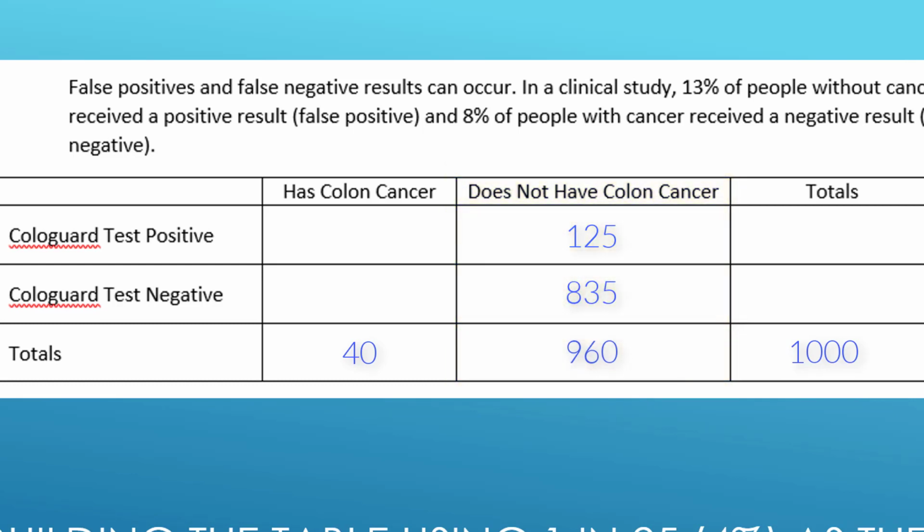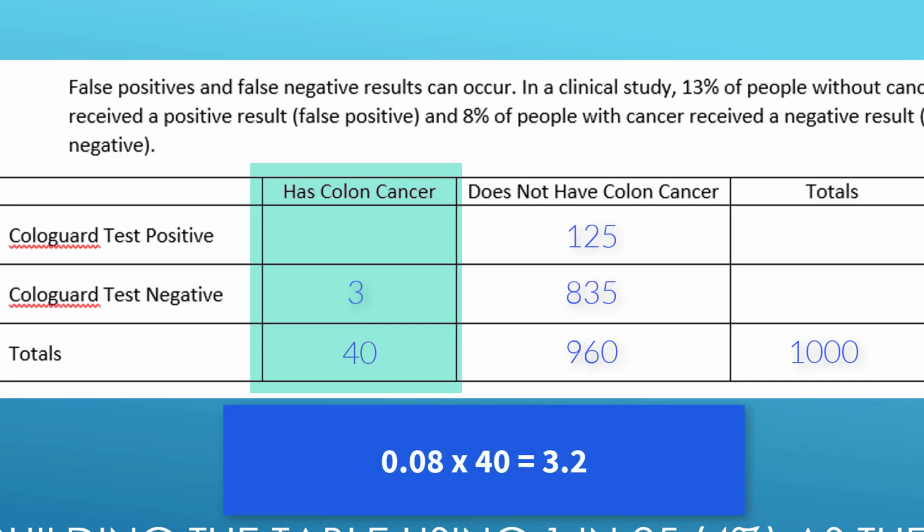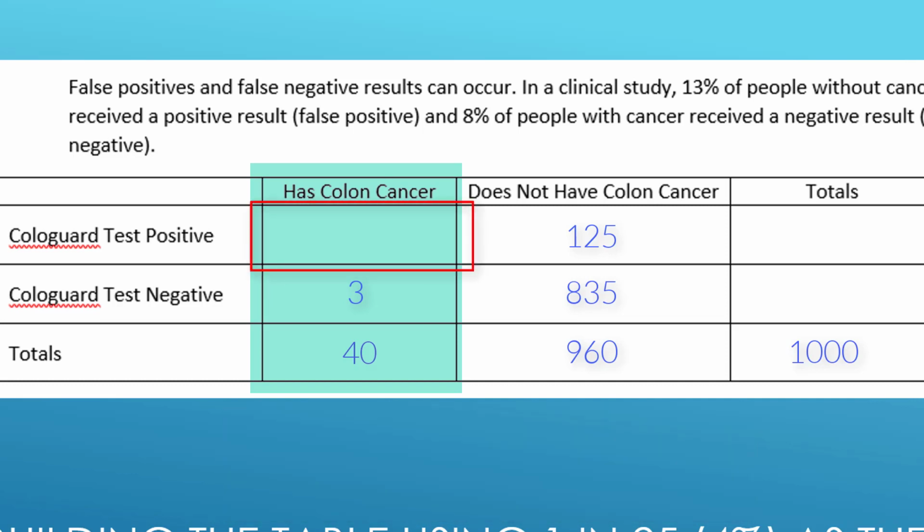And then we move over to the 8% of people with cancer that have a negative result. So now we're talking only about people who have colon cancer. So highlight that column, and we know that 8% received a negative result. Again, this is a false negative, but in the appropriate square, take 8% of that total and write the number in. And while you're at it, since you're probably getting pretty good at finding the missing square, go ahead and fill in that top number as well to complete the column.